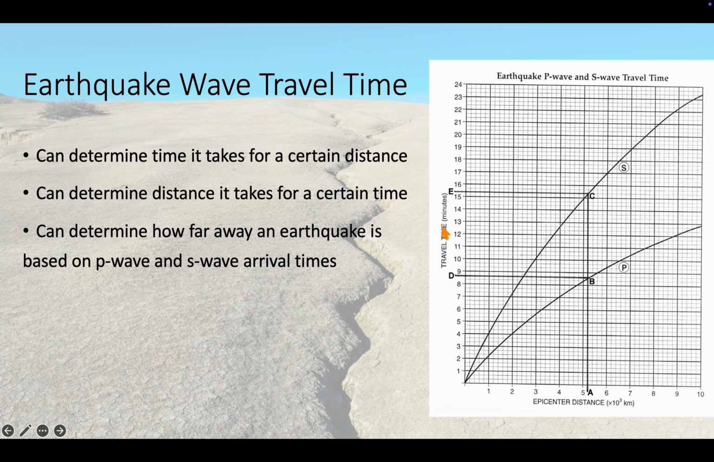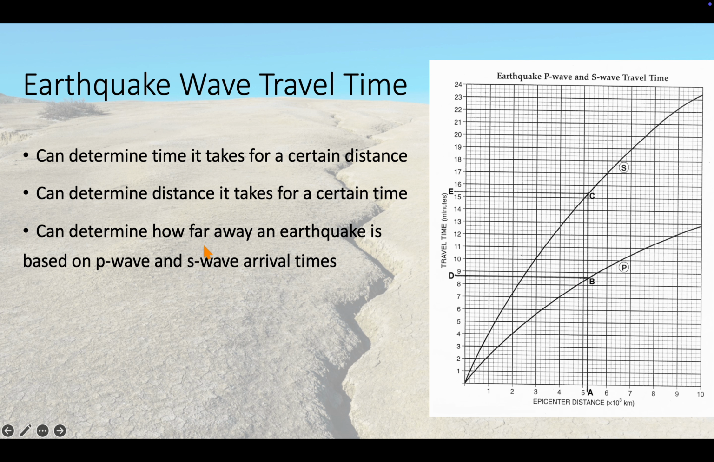Now the other things we have on here is travel time, in minutes, how long it takes to go a certain distance, and then epicenter distance, which is in thousands of kilometers. So keep in mind that this label you have to times by 10 to the third, which means you're getting into the thousands for each of these values over here. So this graph can help us determine the time it takes for a certain distance of traveling. It can also determine the distance it takes based on a certain time. So we can read this graph both ways.